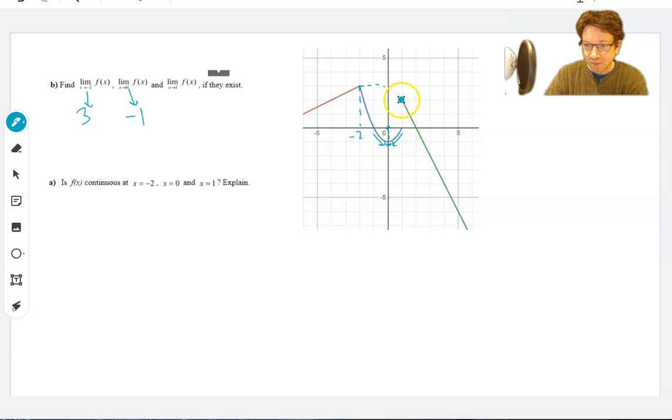Finally, as x approaches 1, which is right here, as we approach it from the left, we get a value of 0. As we approach from the right, we get a value of 2. So the left and right hand side limits don't agree. Therefore, the limit does not exist.